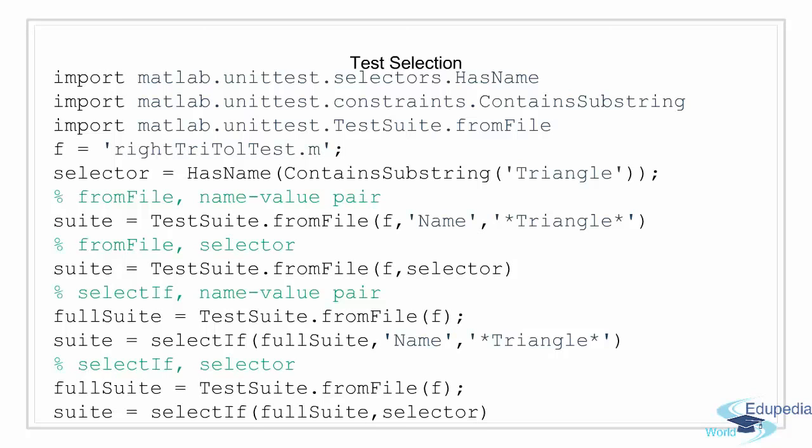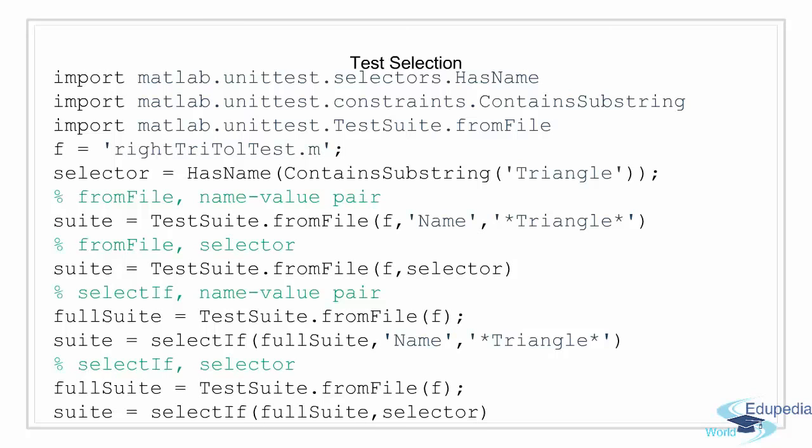Here the name-value pair again is name triangle, and if we find the test in the file, then it will execute the same. And the fourth is using the selectIf method with the selector as an argument. The fourth one, as shown here in the last, is where I pass the selector in selectIf, and if it exists, then the test will run.